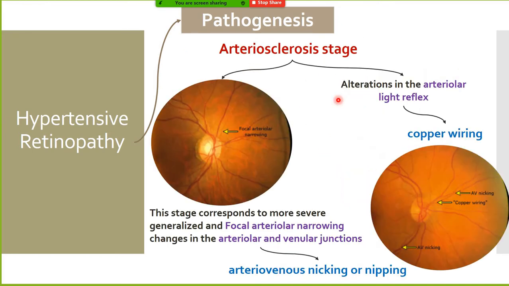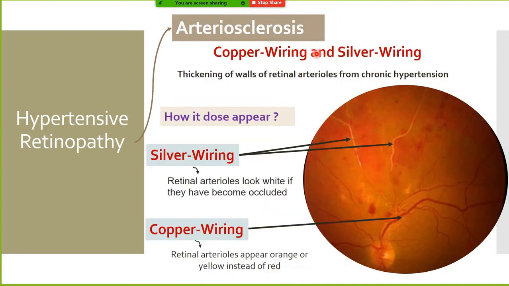So usually arteriosclerosis can be found by two clinical signs. One is nicking, which is an overlapping of blood vessels. The other is the copper wire sign. So we will just look into what those two are.